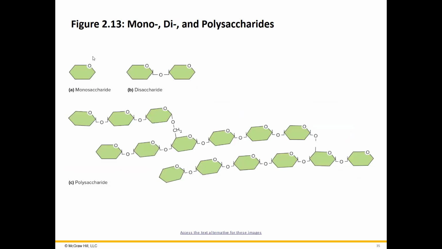So again, mono means one: monosaccharide, disaccharide, polysaccharide. Remember, each of these can be broken down for energy. Monosaccharides give us some energy. Disaccharides give us a little bit more energy. Polysaccharides give us a lot of energy. So when we're eating our carbohydrates for the day, this gives us a lot of our nutritional energy.